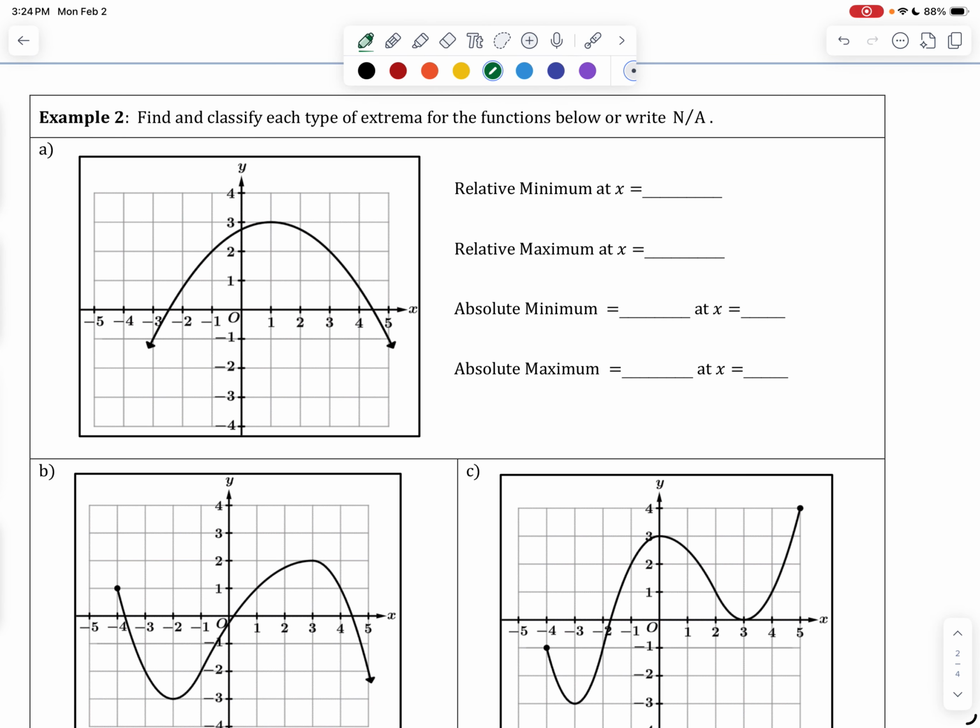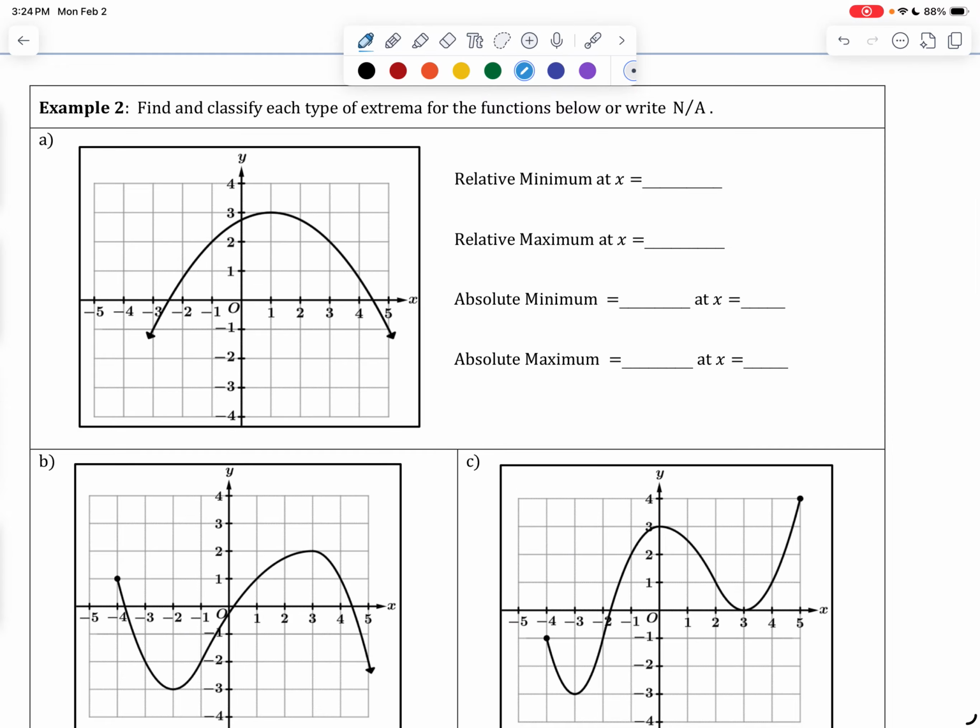All right, example 2, find and classify. Maybe pause the video here, check your understanding, and then come back and see if you get those answers right. All right, so let's look at these answers together. You've had a moment to pause.